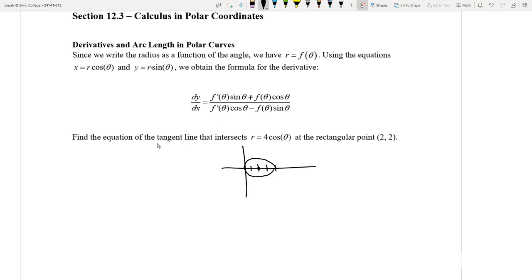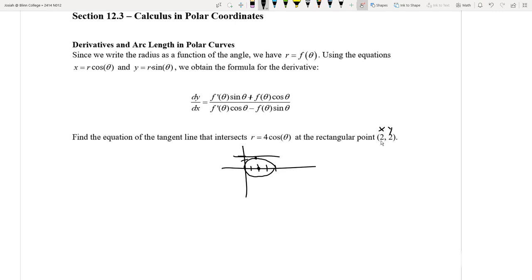And so we're looking for the equation of the tangent line intersecting this curve at the rectangular point 2, 2, which we know is going to be at the top of this circle. So say we didn't know how to make this curve, how would we go ahead and figure out the equation for this tangent line? Well, when we're looking at our derivative, which we obviously need for the slope of our tangent line, we have theta as our input. However, we're working with a rectangular point, which is again in x and y.